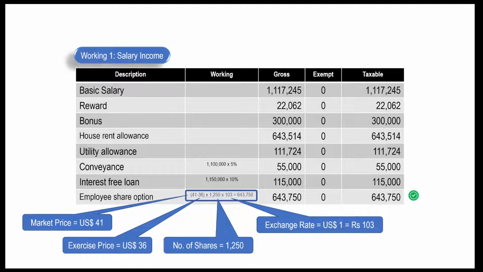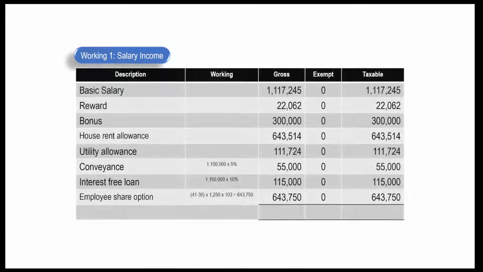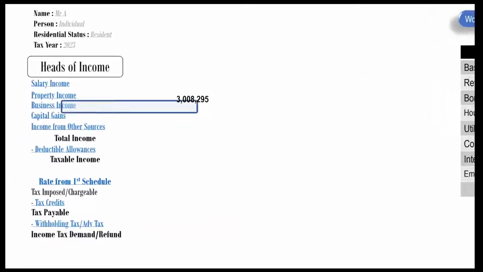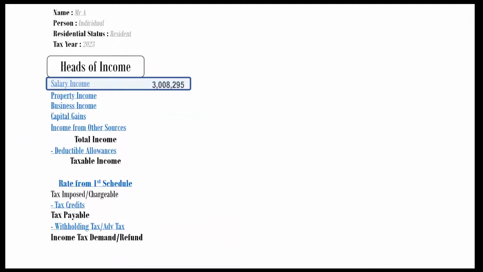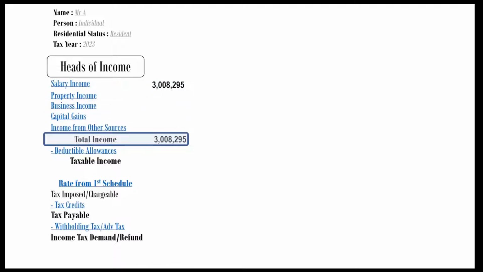Working is complete now. Let's make its total. The total comes to Rs 3008295. Mention this figure in your main answer format. There being no income and any other head of income, we can easily work out total income. There being no deductible allowances, we can easily work out taxable income.